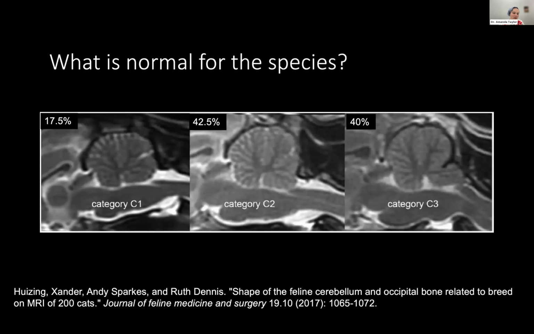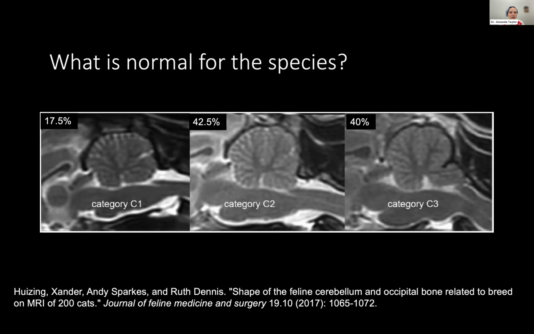In addition to remembering what's normal for the breed, there are some significant species differences. I'll focus mainly here on cats versus dogs, as they are the majority of the patients that I see. But in normal cats, you see changes in the caudal aspect of the brain at the back end of the cerebellum, where there are three presentations that have been determined to be normal in cats.